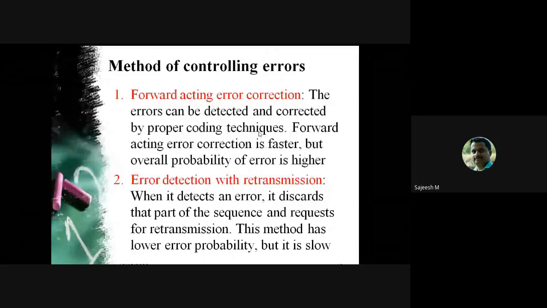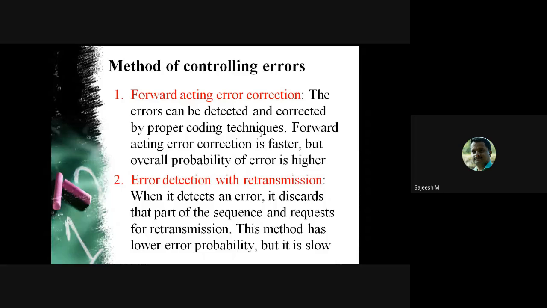Then in the second mechanism, we will see all the examples for all these. Then in the second one, error detection with retransmission. Here in this particular method, when it detects an error, it discards that part of the sequence and requests for retransmission. That is, no provision for error correction, only provision for detecting the error. Once the error is detected in a certain part of that received sequence, it discards that part of the sequence and requests for retransmission.